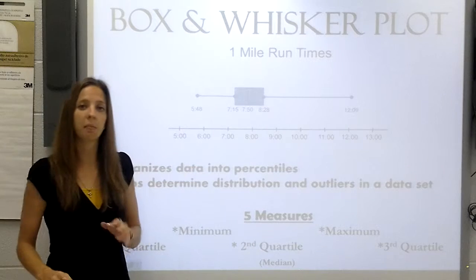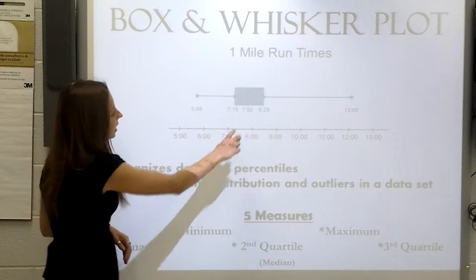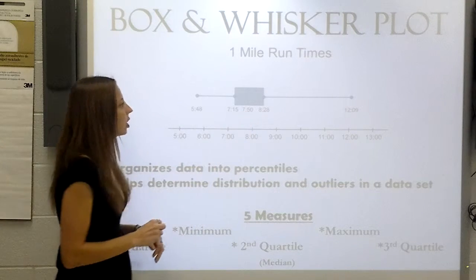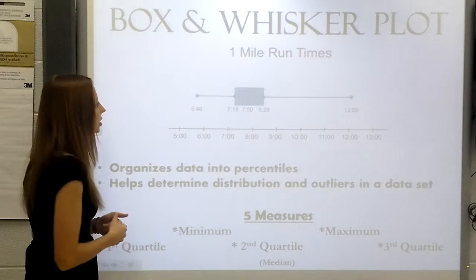12:09 was the maximum. That was the slowest time in the 1 mile race. Here, 7:50 represents the median time of the racers.